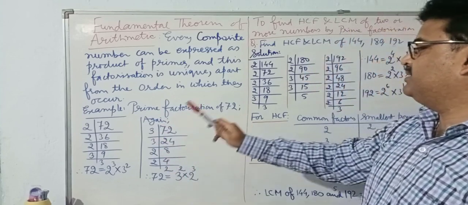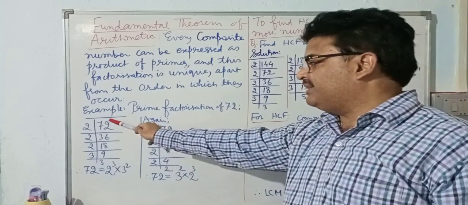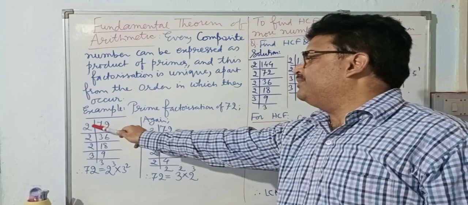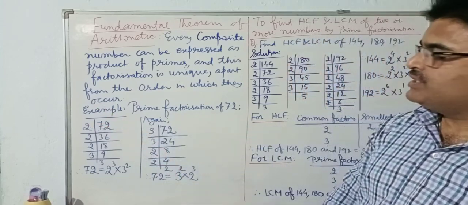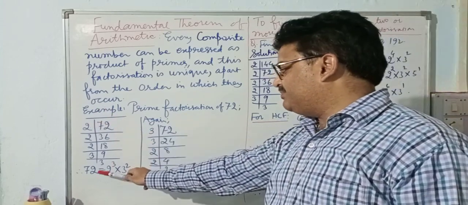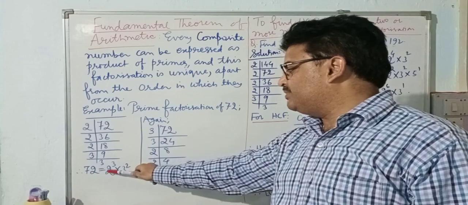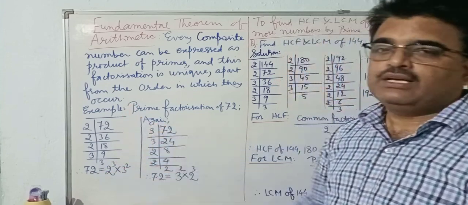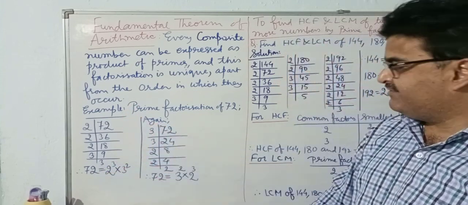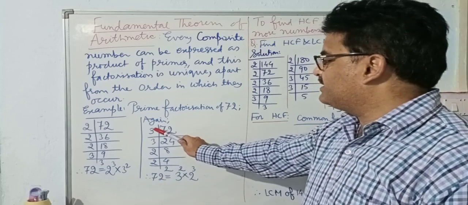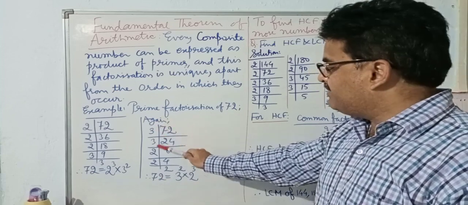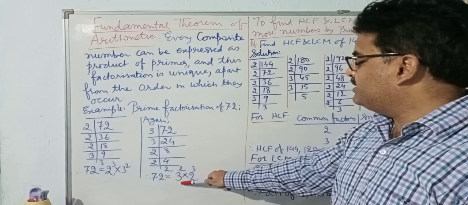Let us take an example of 72. We have factorized 72 starting from the smallest prime factor 2. We get the prime factorization of 72 as 2 to the power 3 into 3 to the power 2. Now let us change the order of prime factors. We start from factor 3, and for the prime factorization of 72 you will get 3 to the power 2 into 2 to the power 3.